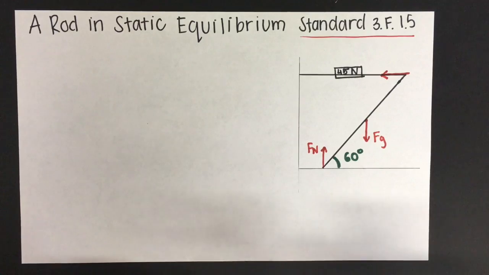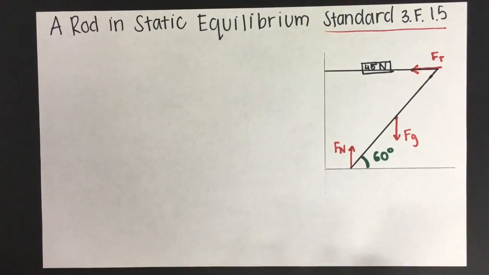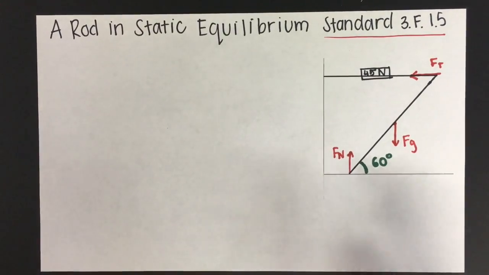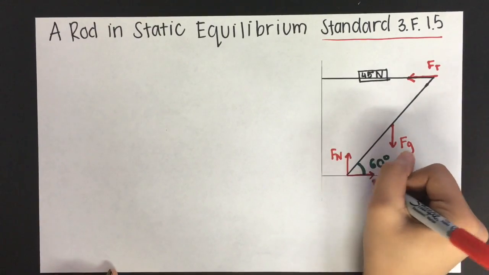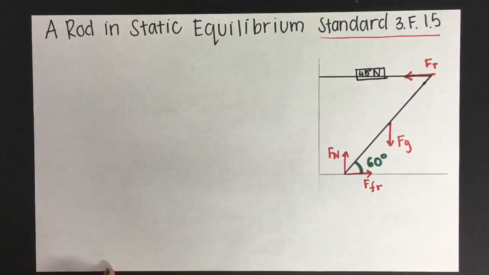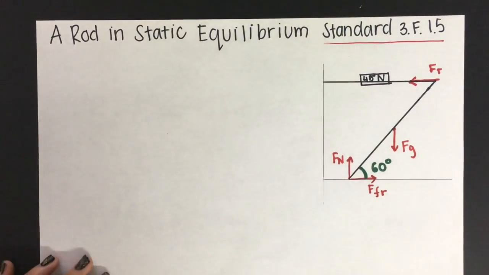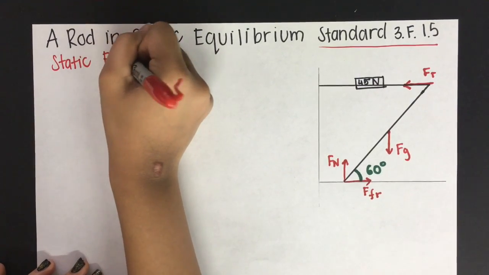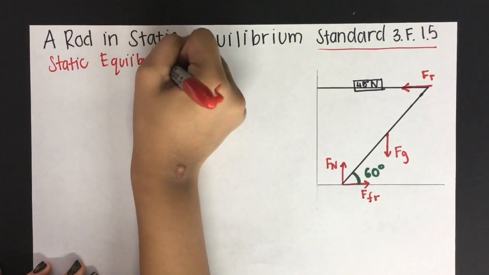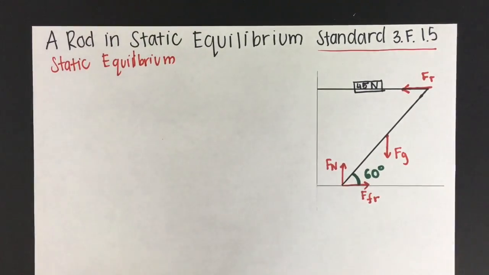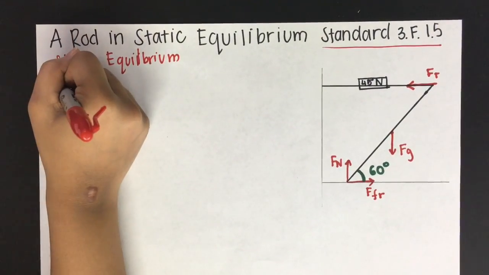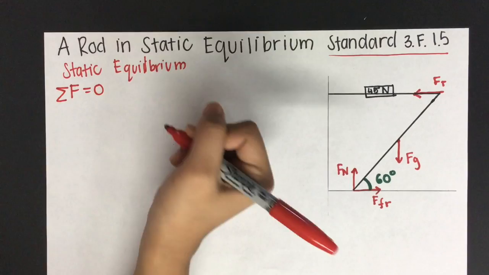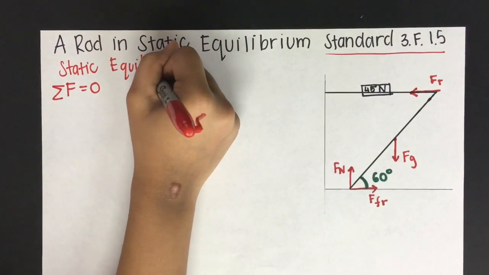And the final force is the force of friction. Without the force of friction, the ladder would probably move to the left. Since the force of friction opposes the motion, the force of friction will be going to the right. So, in static equilibrium, there are two conditions. We know that this rod is in static equilibrium because it says that the rod is at rest. So the two conditions for static equilibrium are that the sum of the forces should be 0 and the sum of the torques should be 0.